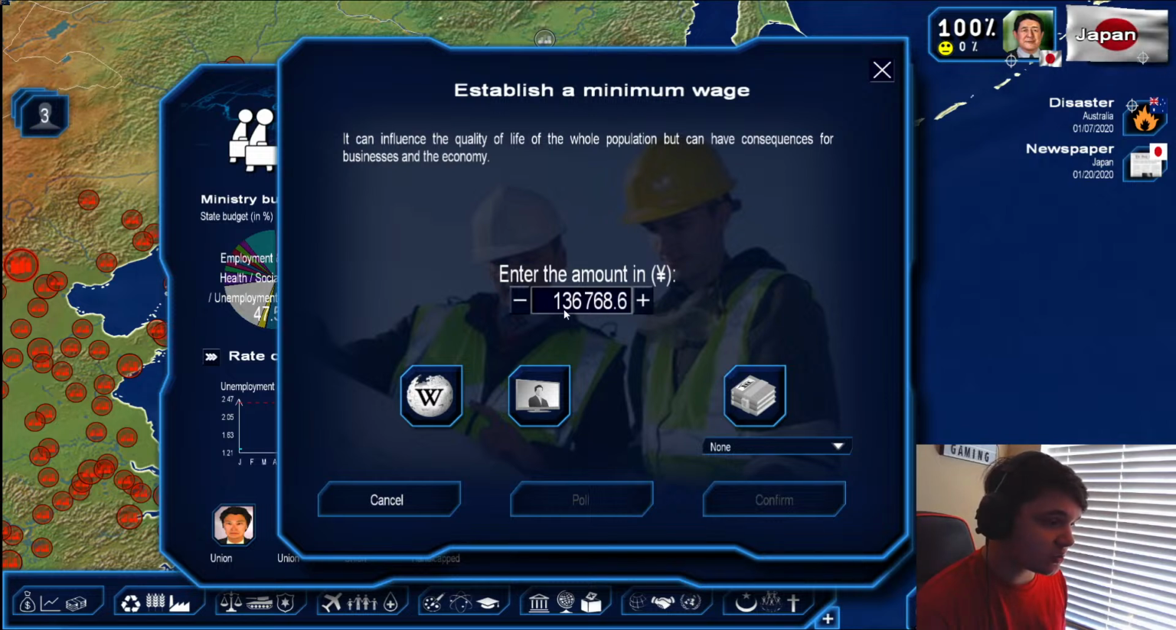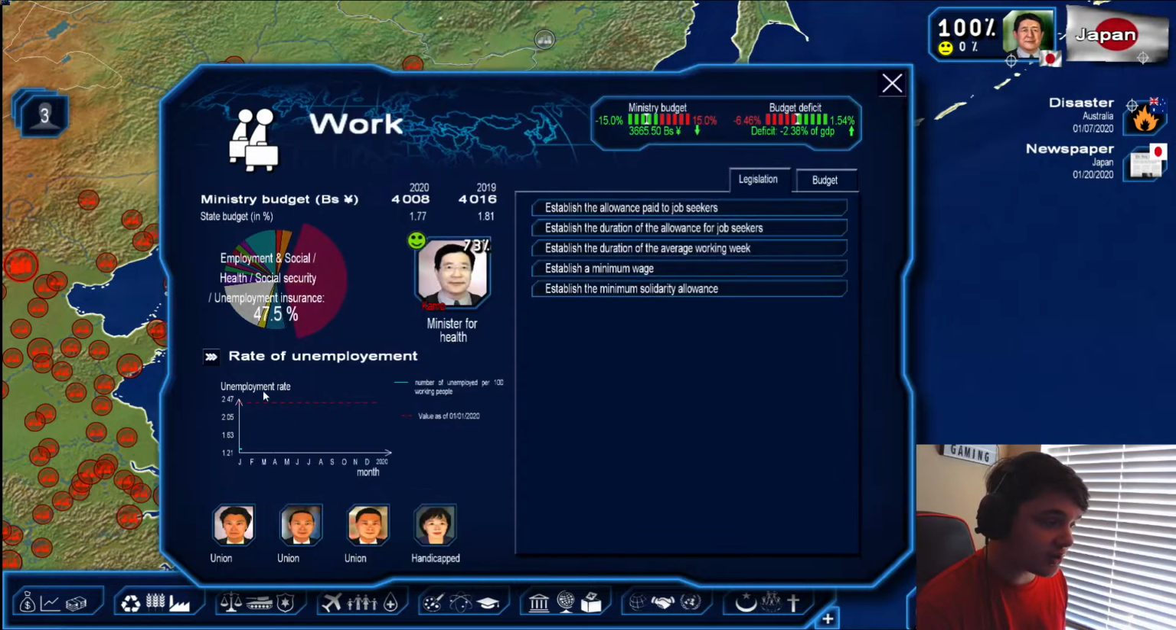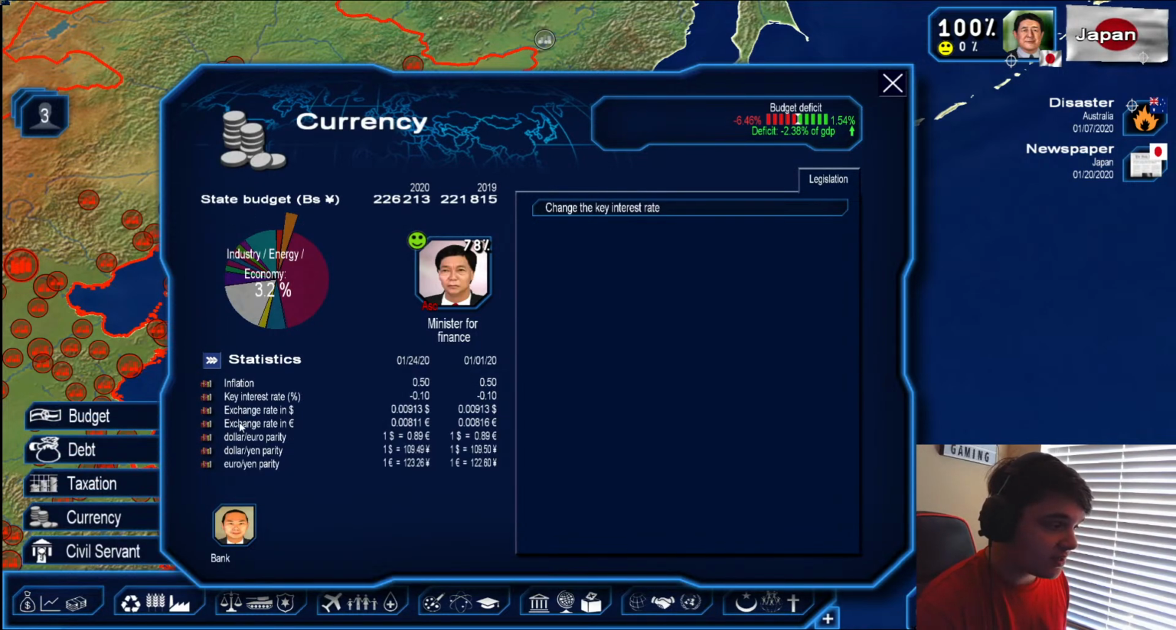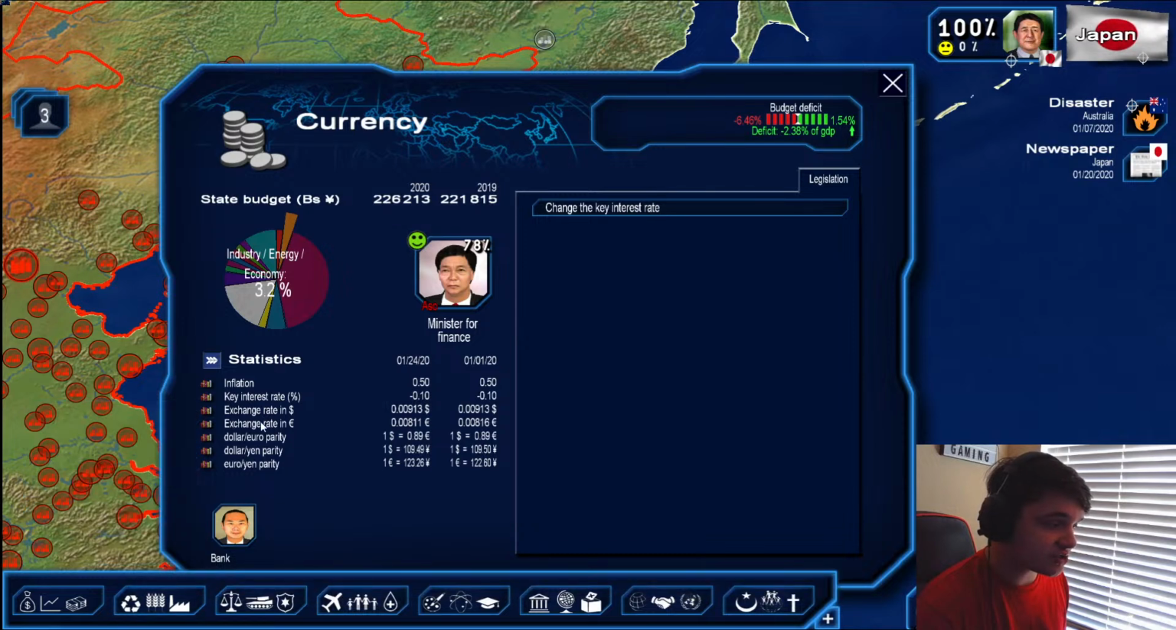So if this is 136,768 yen, then you're looking at about $1,200 to $1,300 US dollars for that reference point. To convert that into euros or pounds, I cannot tell you that as of right now. But if you look right here, you can do the math yourself. You have the exchange rate in euros, and you have the exchange rate in dollars.